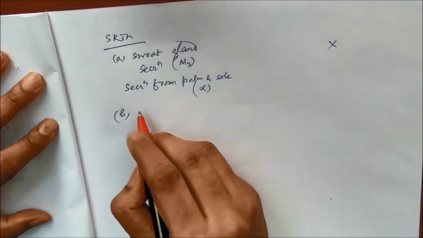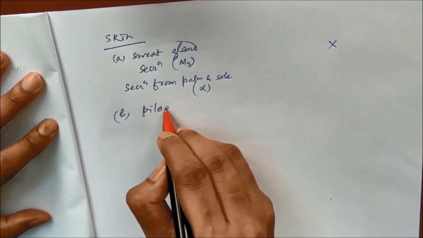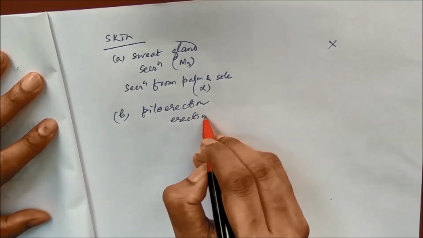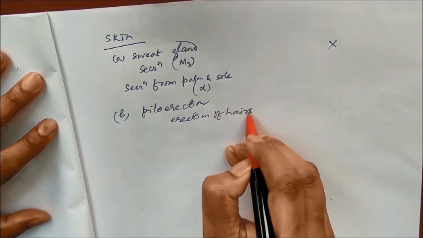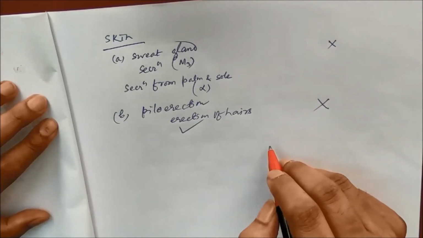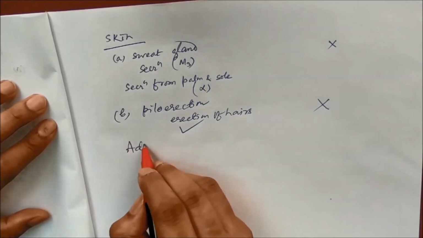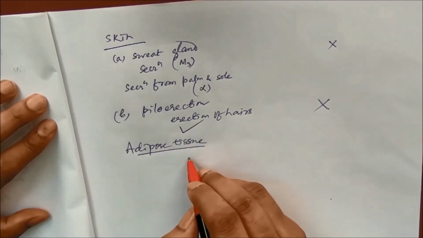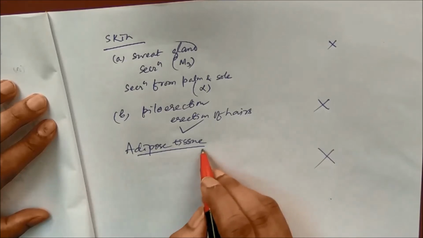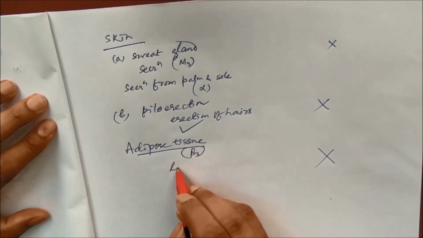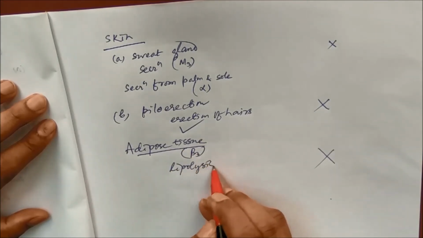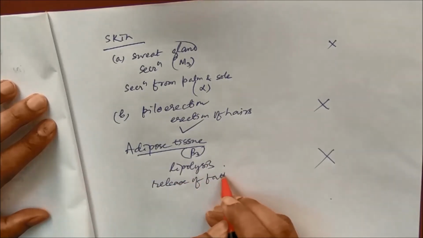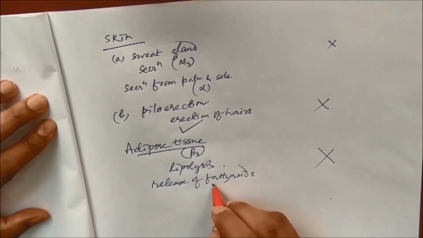And the second autonomic action is piloerection. Piloerection is erection of hairs, and again it is a sympathetic action, no parasympathetic action. Final one, the adipose tissue. And adipose tissue, the fat tissue, only sympathetic, no parasympathetic. Beta 3 receptor is there, causing lipolysis and release of fatty acids into blood.